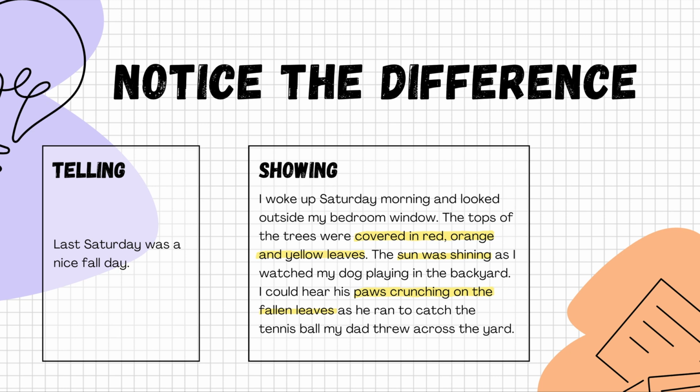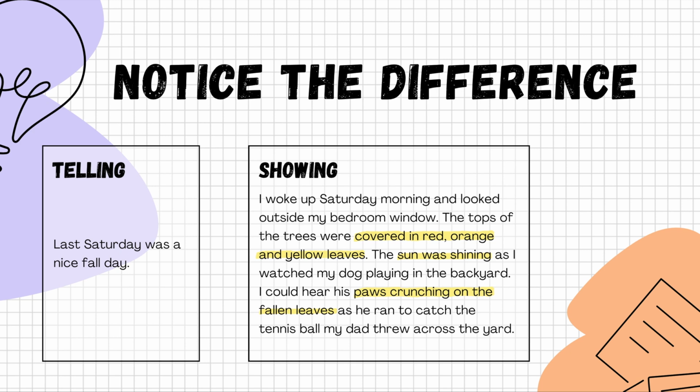When you're telling somebody something, an example of this could be, "Last Saturday was a nice fall day." Let's look at the difference when I read the showing passage. I woke up Saturday morning and looked outside my bedroom window. The tops of the trees were covered in red, orange, and yellow leaves. The sun was shining as I watched my dog playing in the backyard. I could hear his paws crunching on the fallen leaves as he ran to catch the tennis ball my dad threw across the yard.